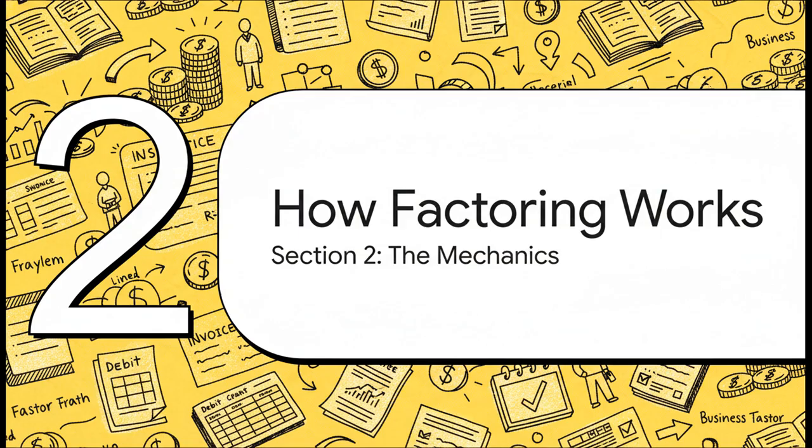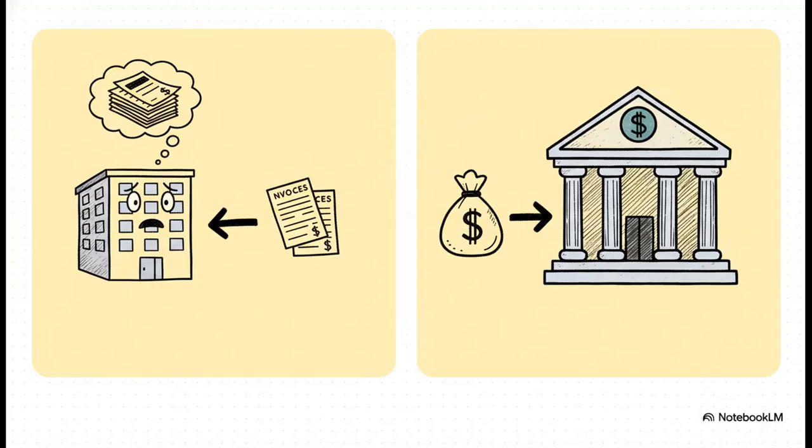All right, so we've got the what and the why of factoring. Now let's get into the how. How does this actually work step by step? Who's involved? And most importantly for us in this class, how do we record it properly in the books? We're going to deconstruct this whole process right now. So you see the two main players here, your company and the factoring company.